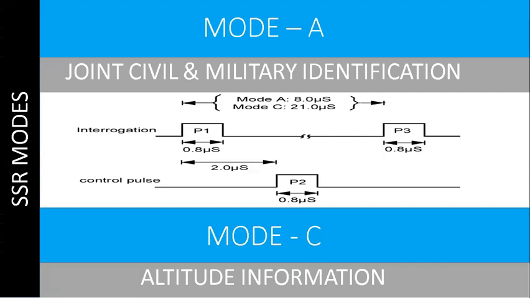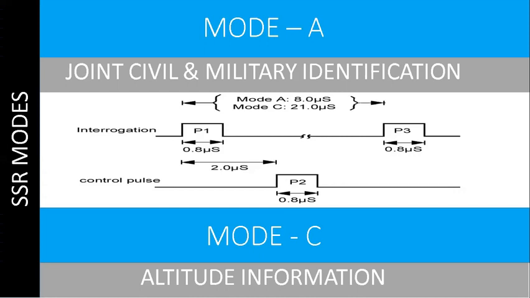Mode Alpha is a 4-number code, each number having a value from 0 to 7 only. So 0000 is the lowest and 7777 is the highest numerical value that can be transmitted by an aircraft. Thus, there are 4096 possible combinations in total. The aircraft crew can set the code on a flight deck panel and will be allotted a code called squawk by the air traffic controller.